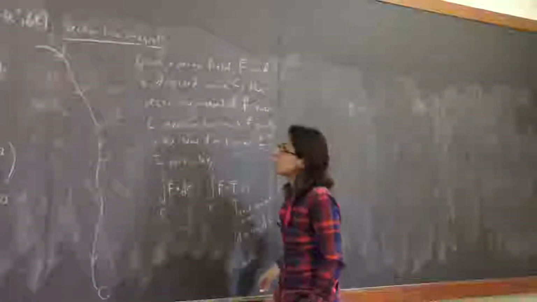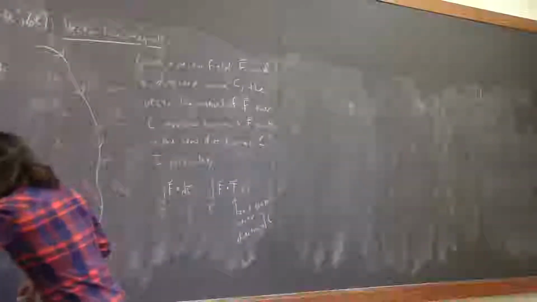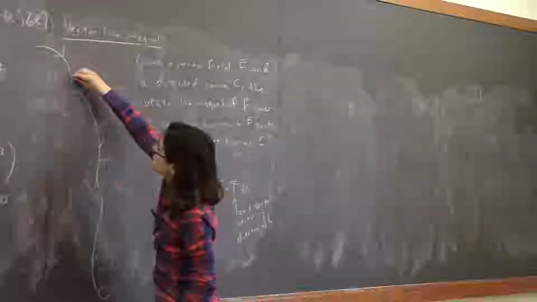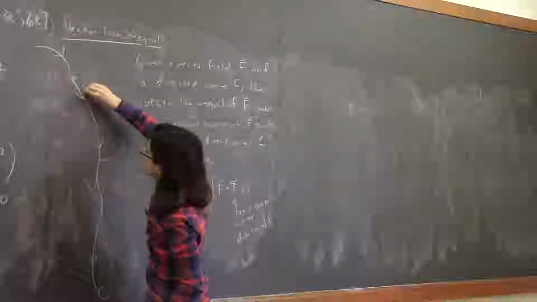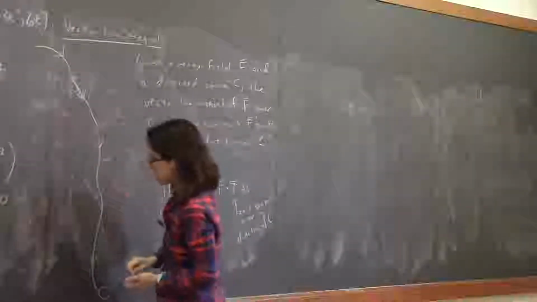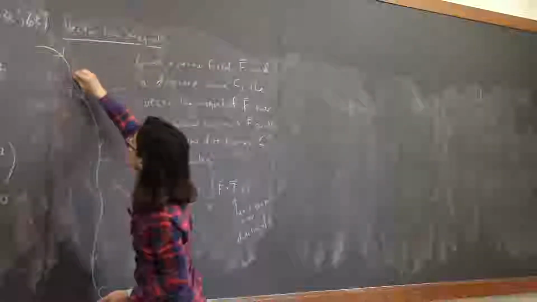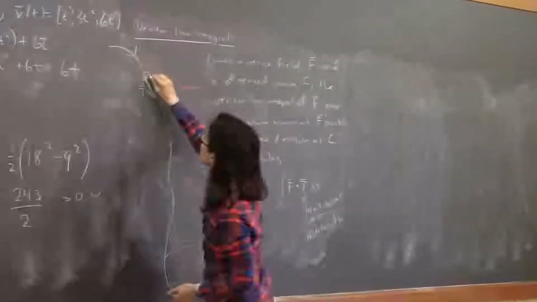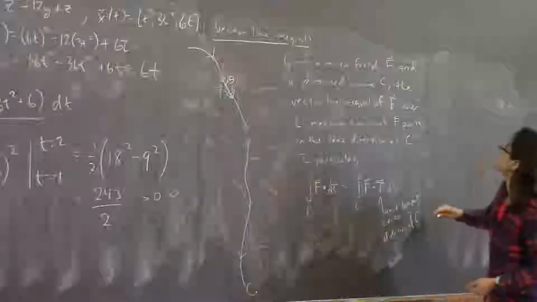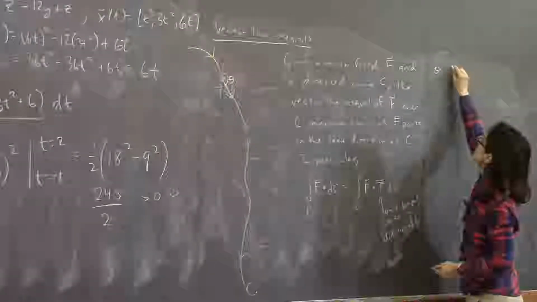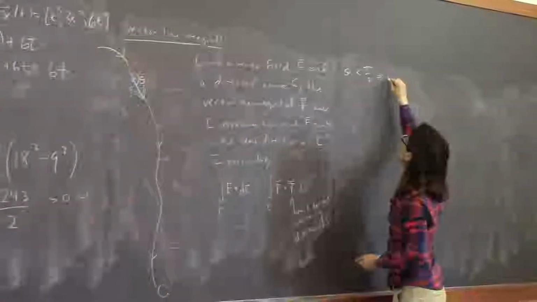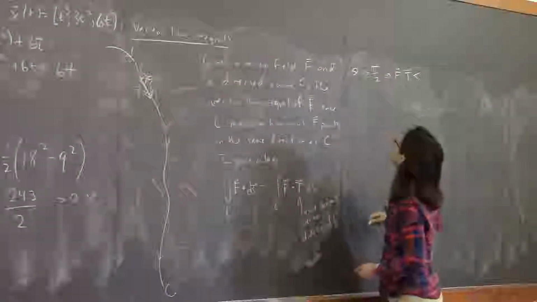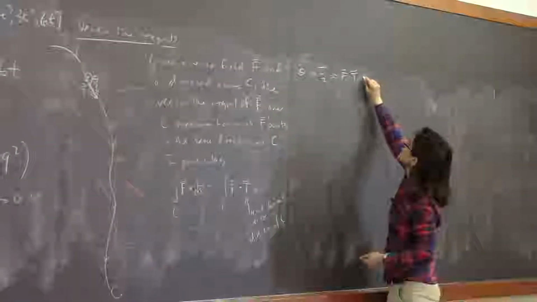So let's consider this for a couple of points along this curve. How about at this point? At this point, the unit tangent vector, who knows how long a unit vector is? Maybe it's this. So here's the unit tangent vector. And here is the vector field vector. And the angle between them, let's call it theta 1. So theta 1 is greater than pi over 2. So F dot T is negative.